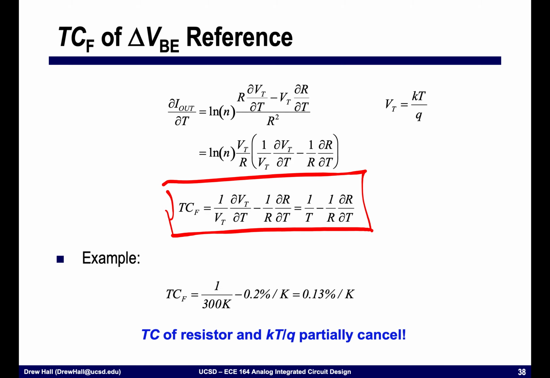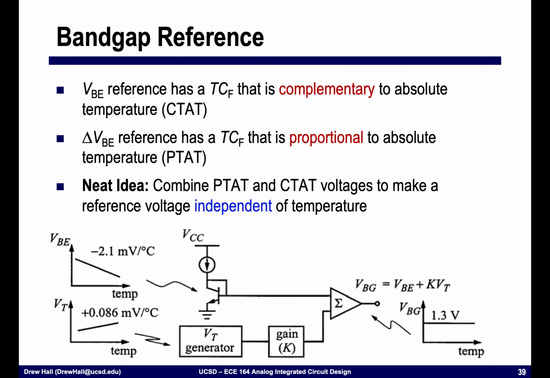And if we plug in numbers for this, what we'll find is that the fractional temperature coefficient is roughly 0.13% per degree Kelvin. And this happens because these two temperature coefficients partially cancel out. So they have signs that oppose each other. And so this brings up the idea of what's called a band gap reference.